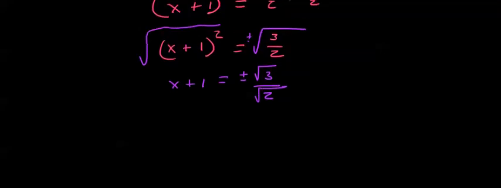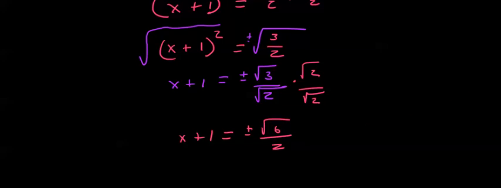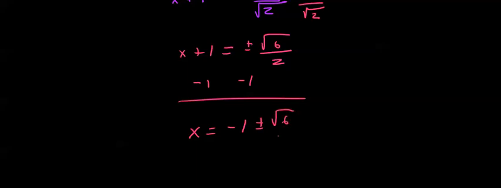Now, what we did yesterday, we have to rationalize the denominator. By the way, that's the square root of 2. Go back up here. Both of these are inside the radical, so they're each in a square root. And now we multiply by the square root of 2 over the square root of 2. X plus 1 equals plus or minus the square root of 6 over 2. And we're almost done. Subtract 1, subtract 1. X equals negative 1 plus or minus the square root of 6 over 2.